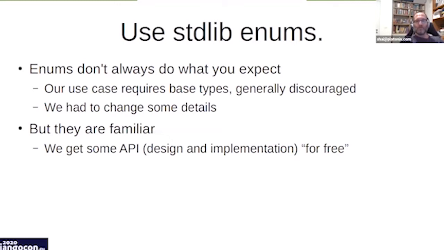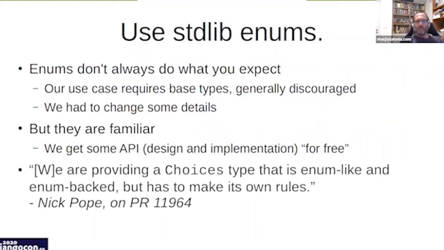We also had to modify some other details of the behavior of enums to make them fit Django well. But all in all, it was best to rely on the familiarity and good design of the standard library. Nick Pope summarized it very well in a comment on one of the pull requests, saying, "We are providing a choices type that is enum-like and enum-backed, but has to make its own rules."